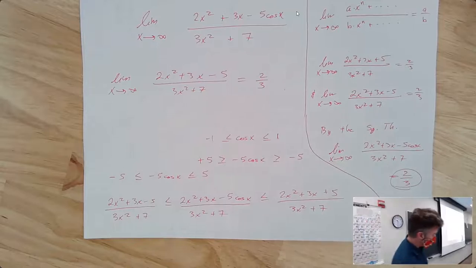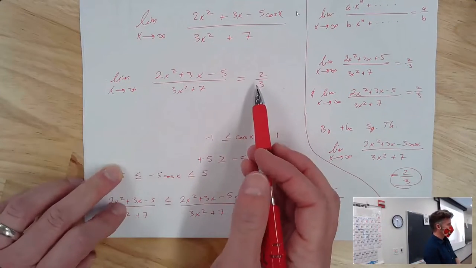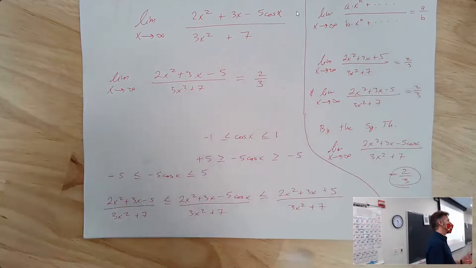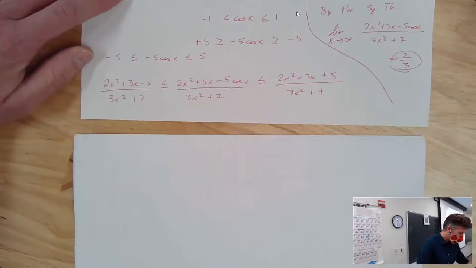So someone asked the question, how did we get this equal to 2/3 when you plugged in infinity? Well, we use this rule, but how is this rule really working? Here's how this rule is really working.